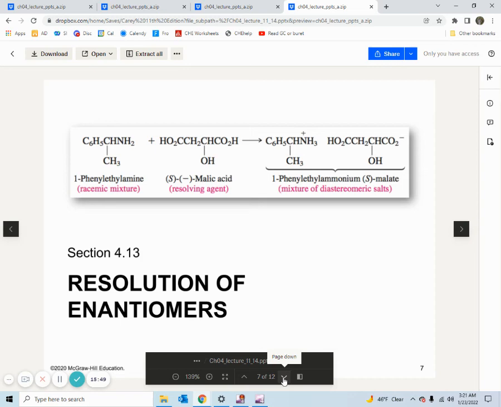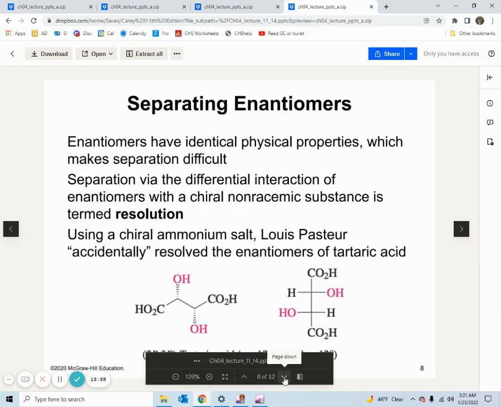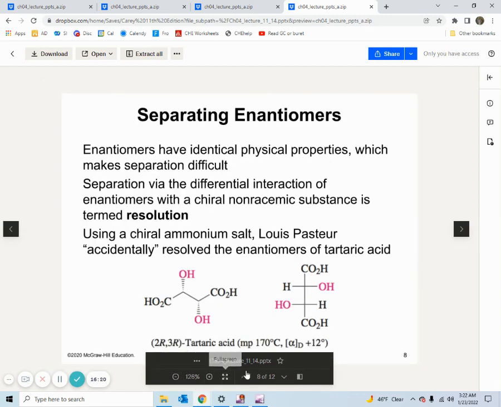Section 4.13, resolution of enantiomers. We're going to see an example of a racemic mixture and a resolving agent to give a mixture. Separating enantiomers: enantiomers have identical physical properties, which makes separation difficult. Separation via the differential interaction of enantiomers with a chiral non-racemic substance is termed resolution. Using a chiral ammonium salt, the famous Louis Pasteur accidentally resolved the enantiomers of tartaric acid, as shown here.